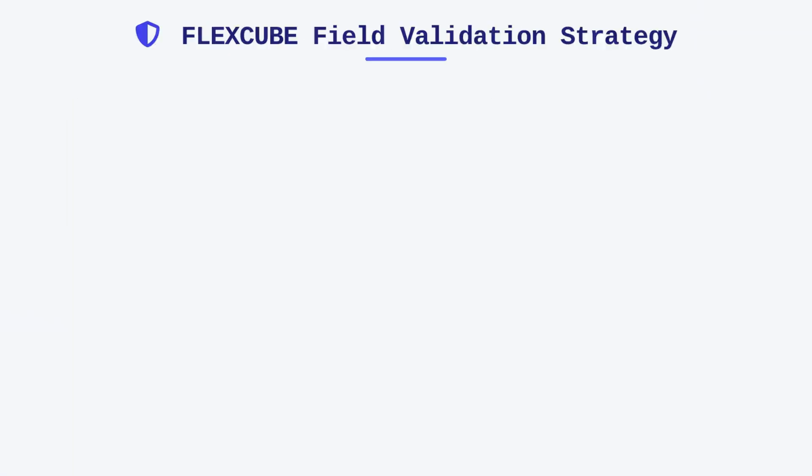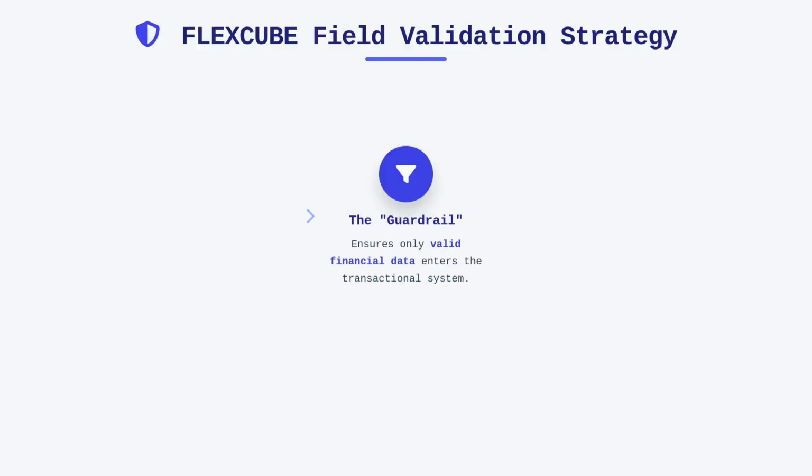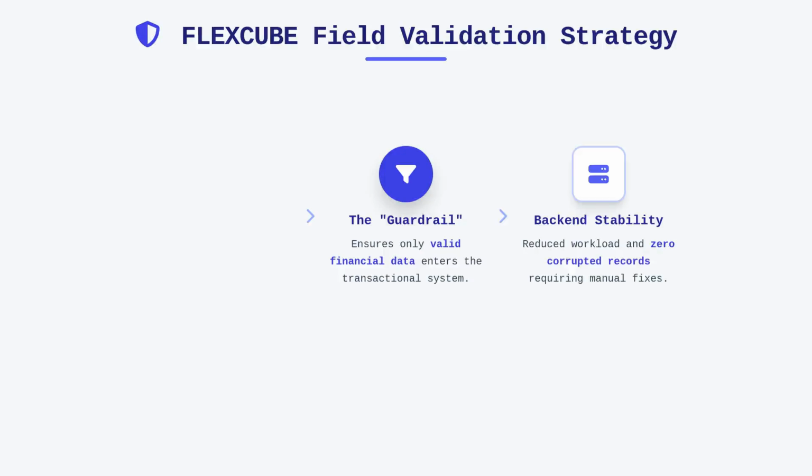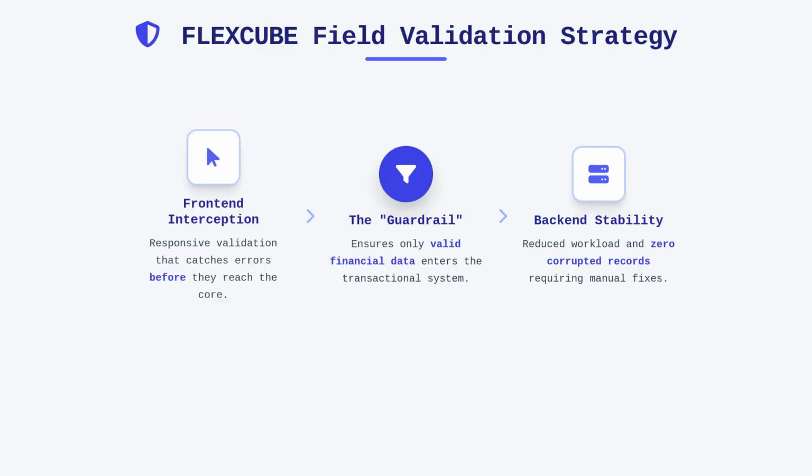Ultimately, successful field validation in FLEXCUBE provides a guardrail for operators, ensuring that only valid financial data enters the core transactional system. By effectively managing these validations, you reduce the workload on the back-end systems and minimize the potential for corrupted records that would otherwise require manual intervention. This approach aligns with the best practices of keeping the core flexible while making the front end highly responsive to the specific operational needs of the banking institution.